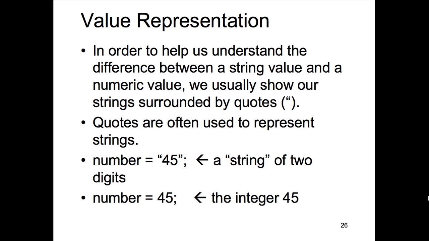So here are some examples of value representation. In order to tell the difference between the strings and the numbers, we show our strings surrounded by quotes. The quotes often are used to represent strings. So number equal to "45" in quotes is a string of 2 digits. Number equal to 45 is the integer 45. When we don't use the quotes, we end up assigning a number. We still may actually have to parse it to a number in order to do an arithmetic expression on it, to explicitly tell the interpreter we're treating this like a number. Otherwise it will treat it like a string.